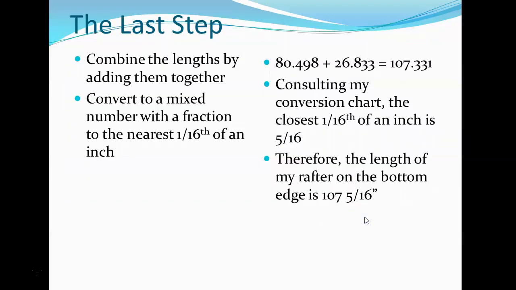Last step, combine the lengths by adding them together. Convert to a mixed number with a fraction to the nearest 1/16 of an inch. Here are my numbers. I added them together. Consulting my conversion chart, the closest 1/16 of an inch is 5/16. Therefore, the length of my rafter on the bottom edge is 107 and 5/16. I kept the whole number and just add the fraction.